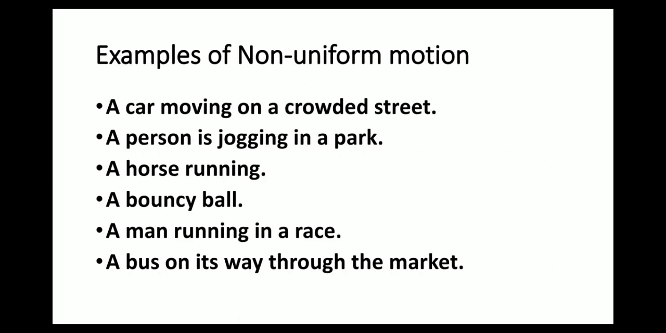And what are the examples of non-uniform motion? A car moving on a crowded street, a person jogging in a park, a horse running, a bouncy ball, a man running in a race, a bus on its way through the market. These are the examples of non-uniform motion.